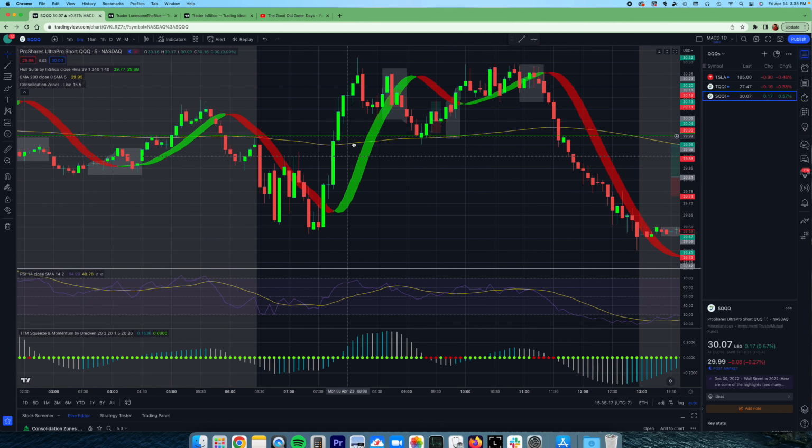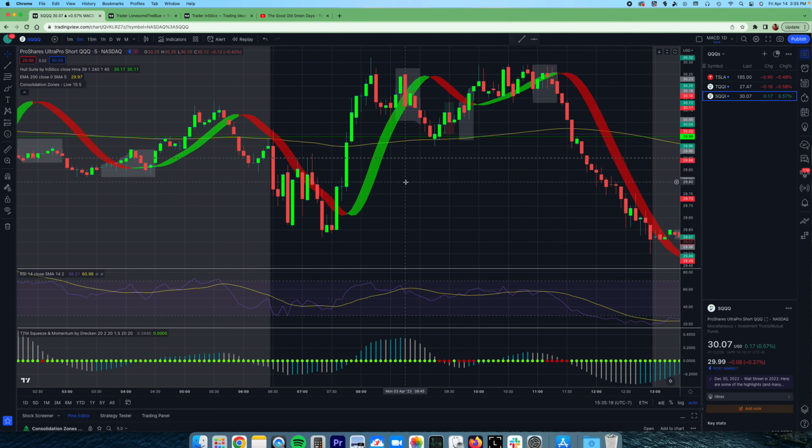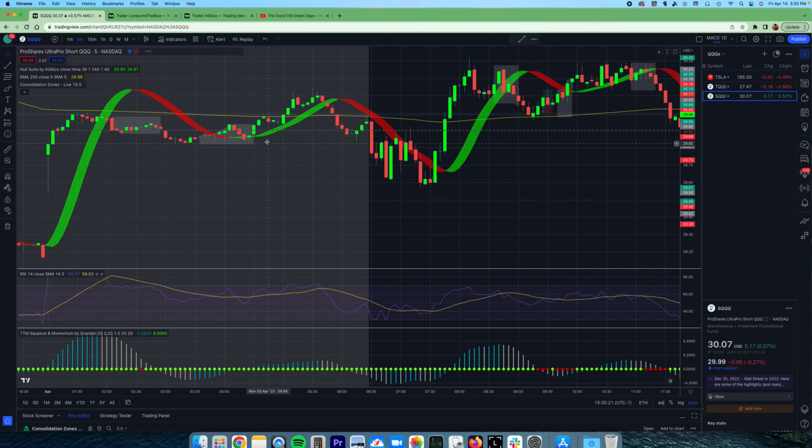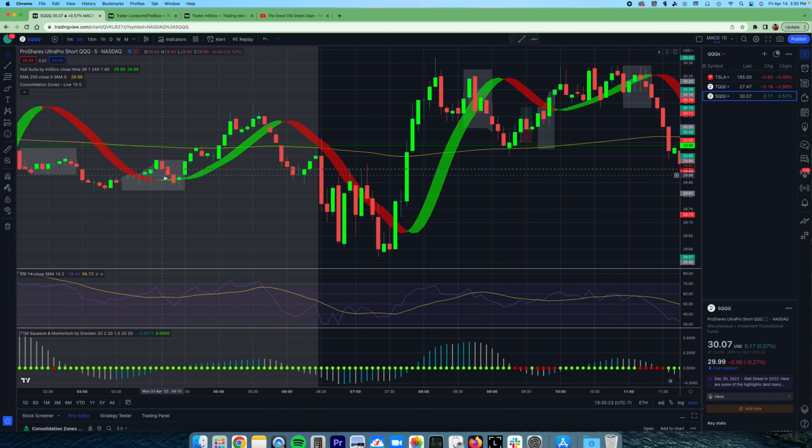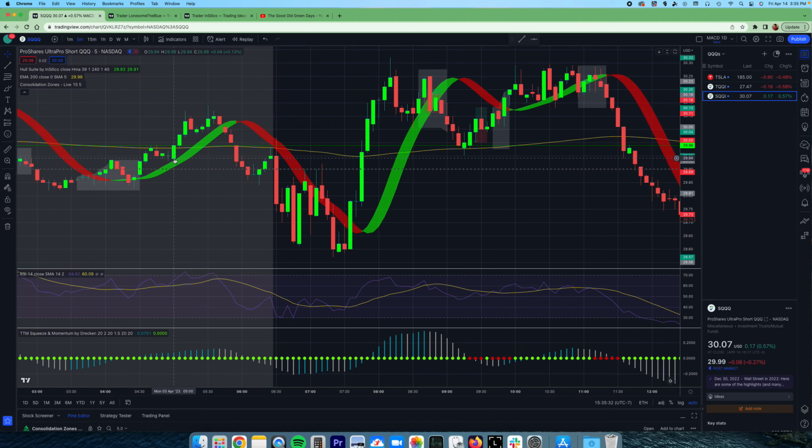But if it's way later where the break happens, like if it happens after about 5 to 10 candles later, then I probably would just sit this one out because it already kind of had its run at that point.